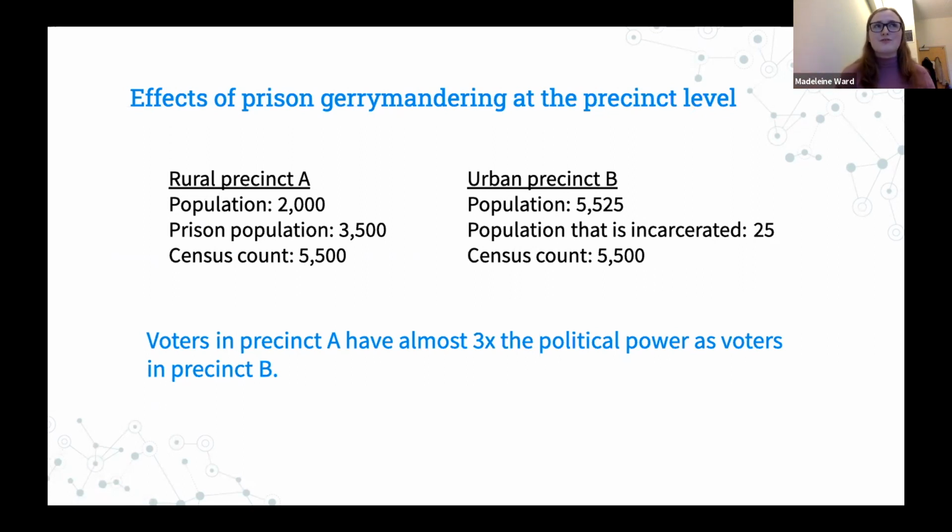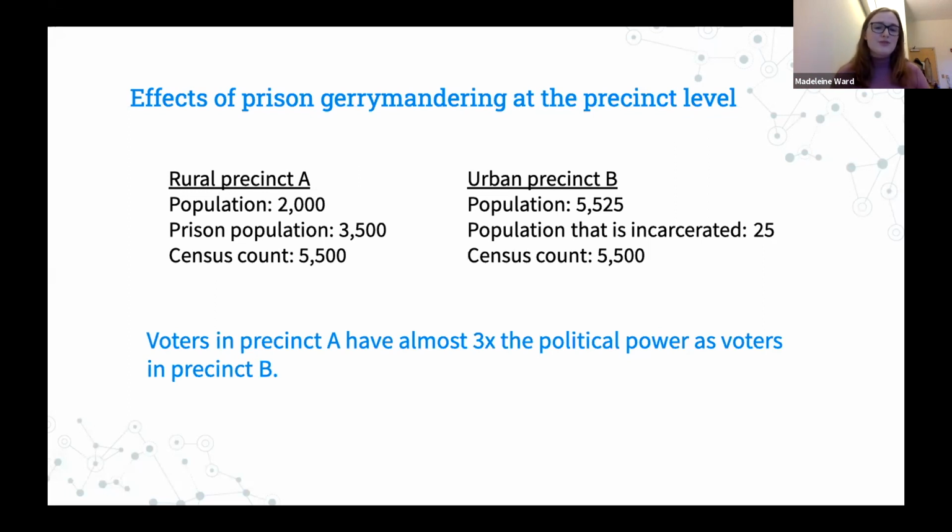There are around 9,000 total precincts in Pennsylvania, so consider that with these small populations expanded. There are a lot more prisons than just in precinct A. But okay, the census occurs in 2010, and the census counts the population of precinct A to be 5,500. So more than half of those people are not actually living in precinct A.